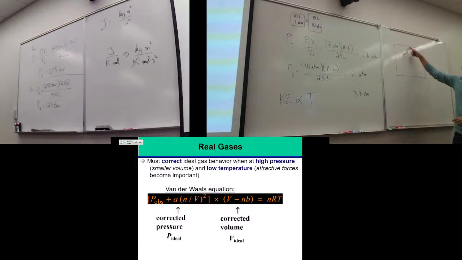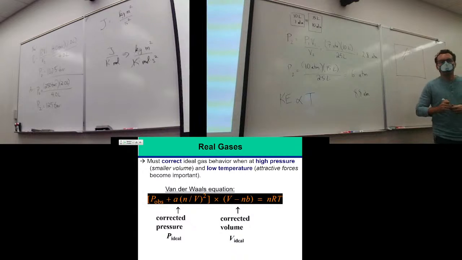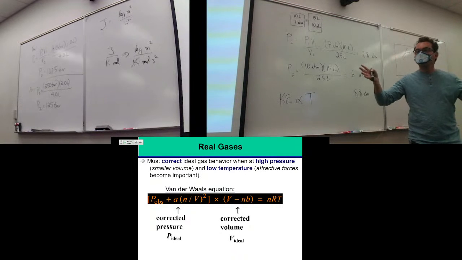And so if it's not heading to the wall anymore, look, it's taking a longer route to get to the container walls. So anything that will impede these collisions is going to lower the pressure. So IMFs, when they start to matter, are going to change the pressure. So that's the low temperature case.